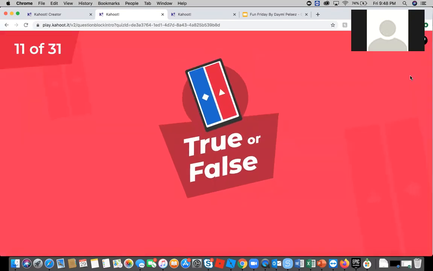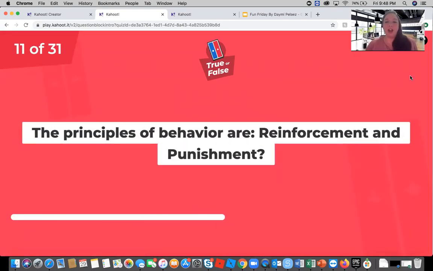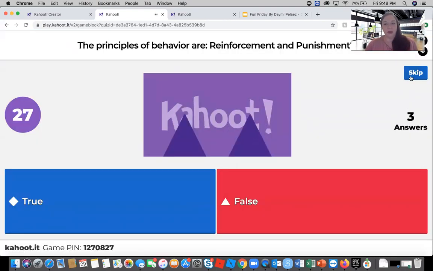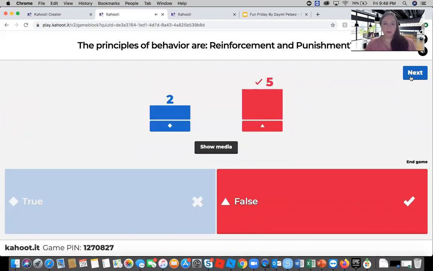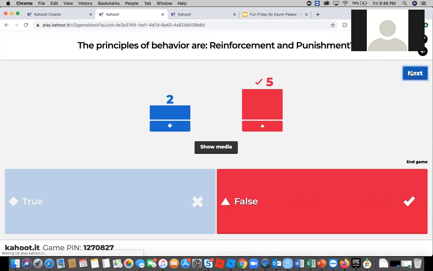Next. True or false? The principles of behavior are reinforcement and punishment. True or false? False. What's missing? I want to hear it. Extension. Yes.